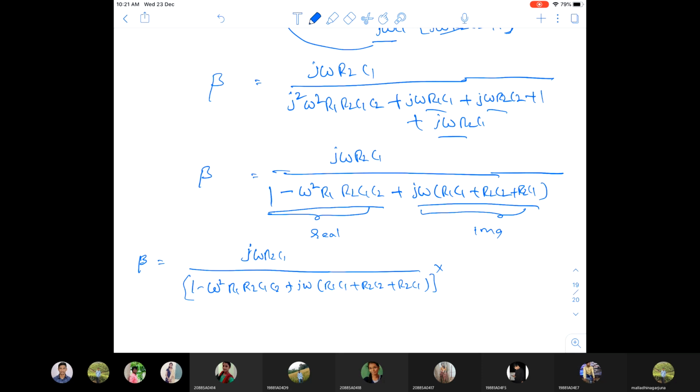The denominator becomes real. Then in the numerator you separate real and imaginary. Then you can separate the entire real part and the entire imaginary part.